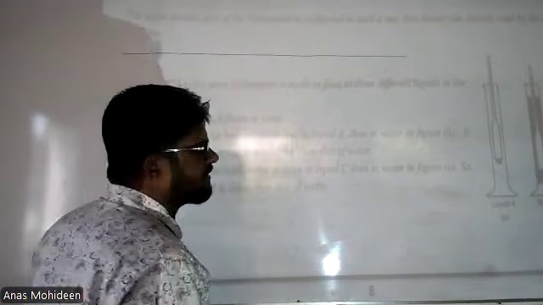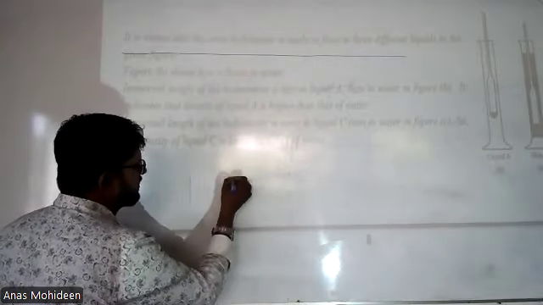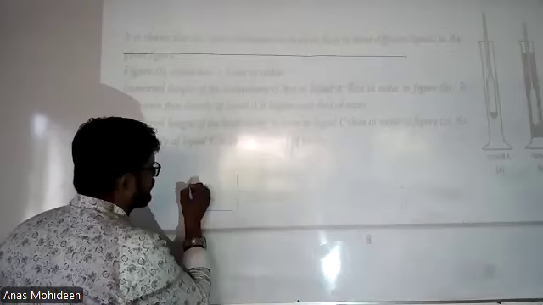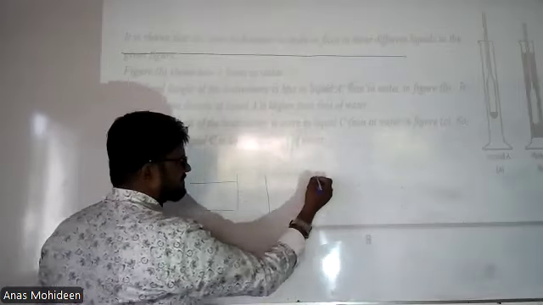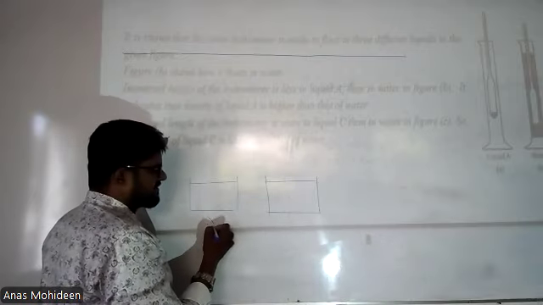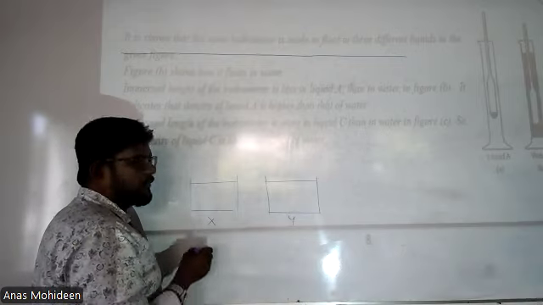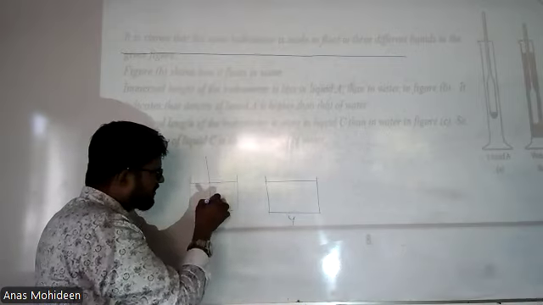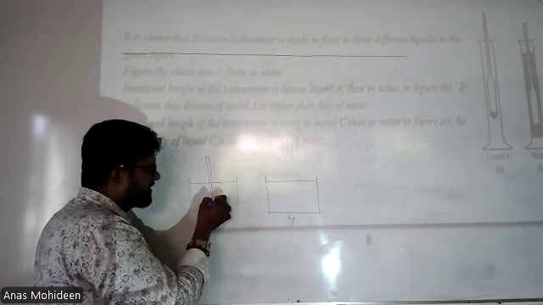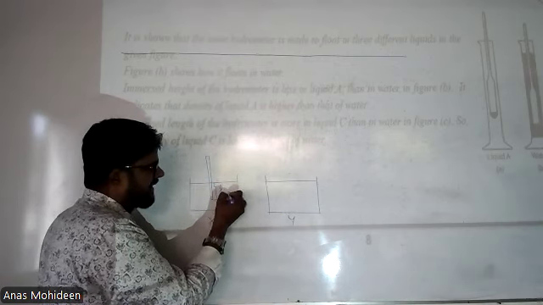So as an example, you see here, liquid A, liquid water, C is there. It's like this. Now let's say you're going to take two containers. Two different liquids are there in two containers, liquid X, liquid Y. Now in one, the hydrometer sinks this length. This is the length in X.